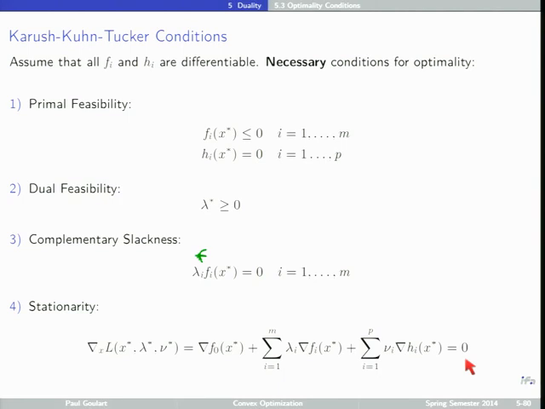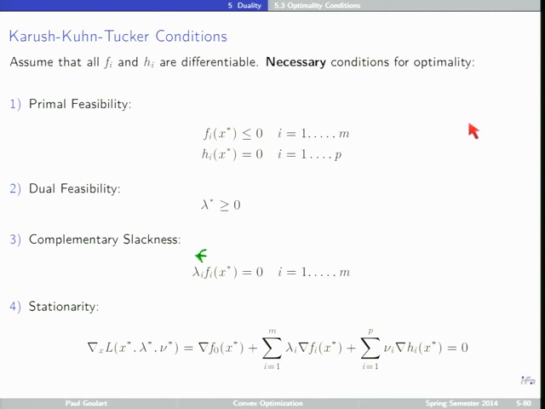And these four conditions, the primal feasibility, the dual feasibility, the complementarity, and the stationarity, if I can give you some point x, lambda, nu that satisfies all of these conditions, then it's a pretty good bet that I'll have an optimal solution for a convex problem.